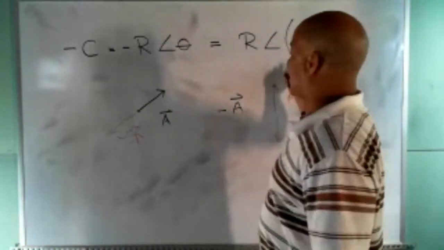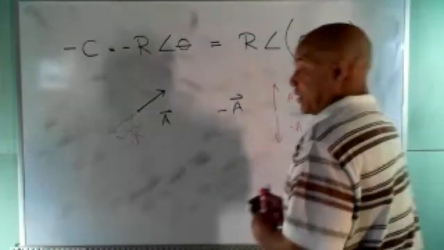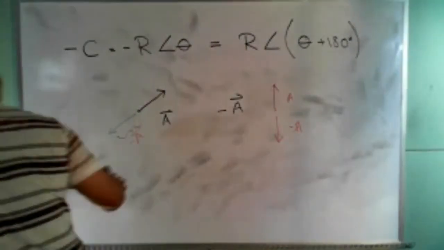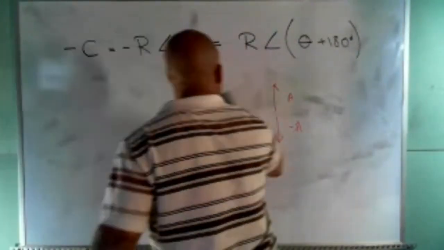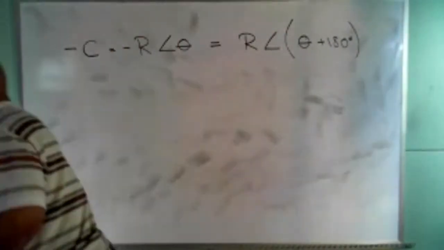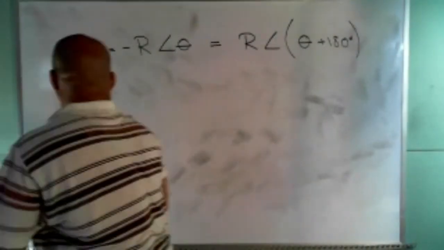So that's how this is going to help us. Let's say I have a complex number that's negative, that I'm not allowed to have. So let's say I got this.